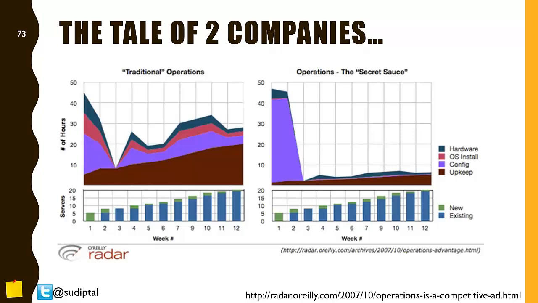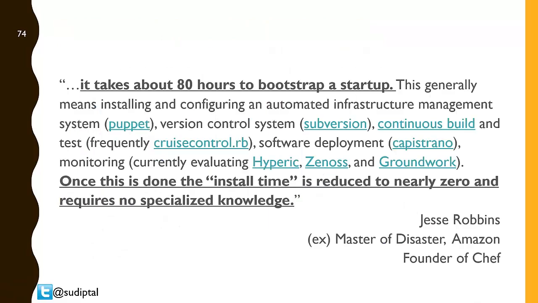And you can very clearly see that they don't need an ops person for a very long time and can only focus on building new functionality. So if you get your installation and ops right, you can actually save yourself a lot of subsequent time from focusing on this kind of activity. So here's a comment from Jesse Robbins. It says that once this is done right, it can bring your install time nearly to zero, and it requires no specialized knowledge because the infrastructure is all in place.